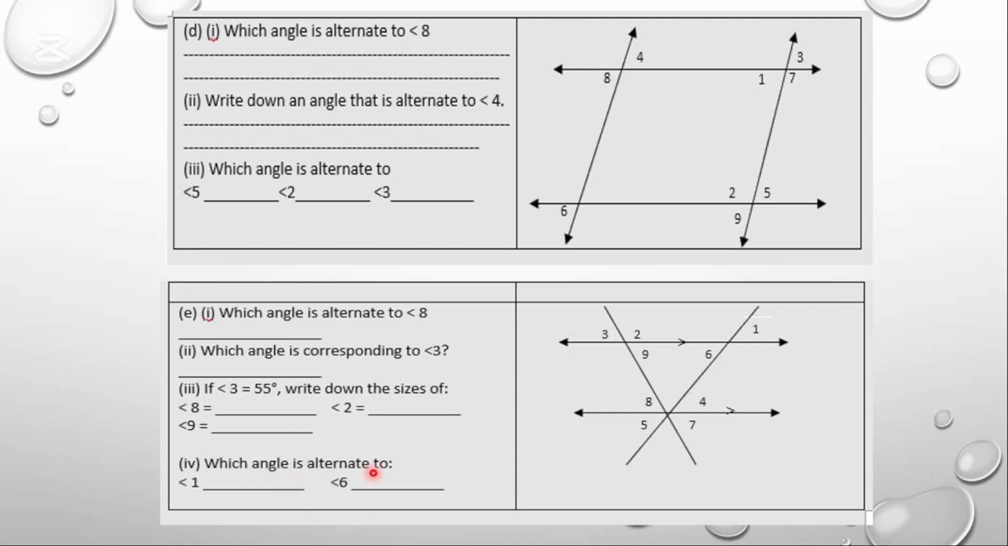Which angle is alternate to angle 1? Here we have the line, and there we have the other parallel line. Watch. 1 and you see the Z? Outside, outside. 1 and 5. They are alternate exterior angles. Angle 6. This one is easy. Right, that's our Z symbol. Line, our transversal. Opposite sides of the transversal, 6 and 4.